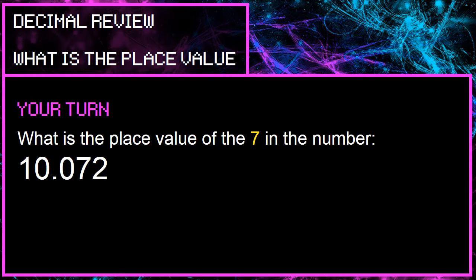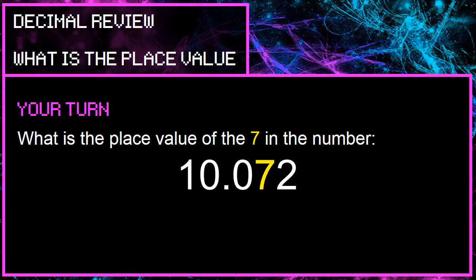Go ahead now, it is your turn. What is the place value of the number 7 in the number 10 decimal point 072? So we go ahead and we're going to highlight our number 7 here and review our place values. We know that to the left of our decimal, we have tens and the zero in the ones place.